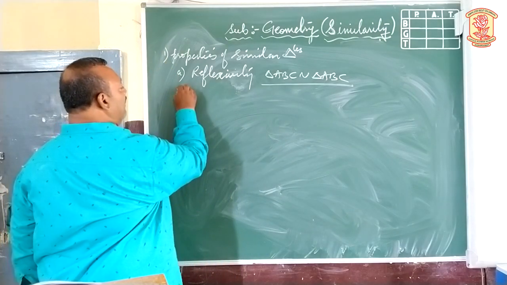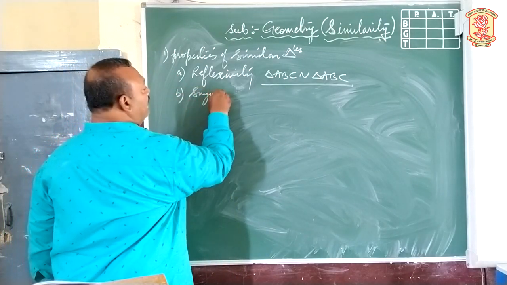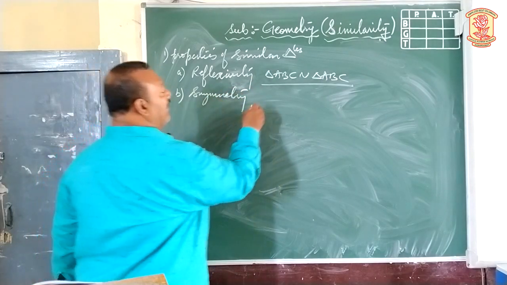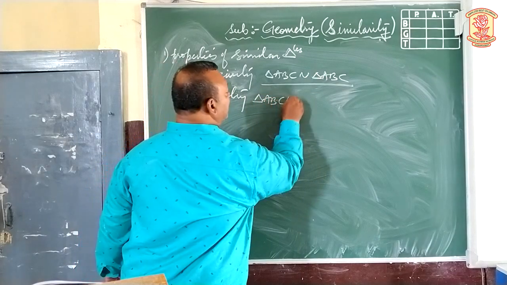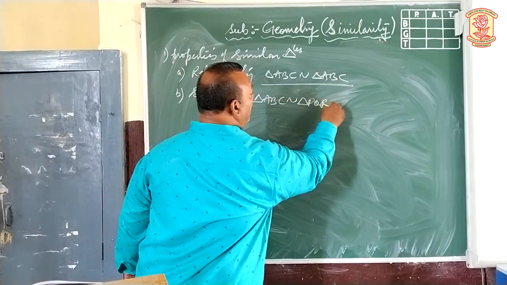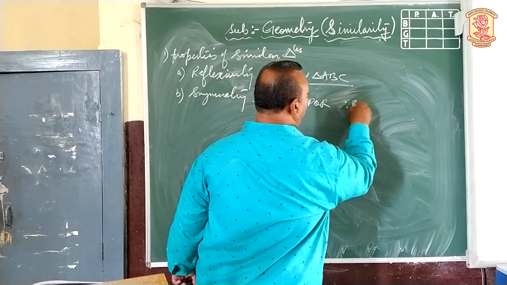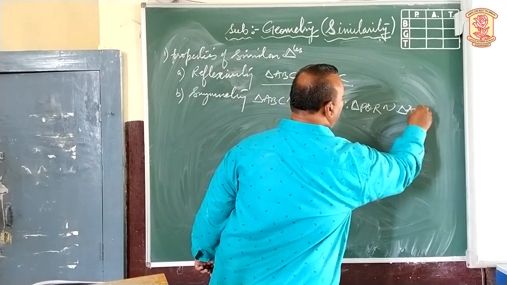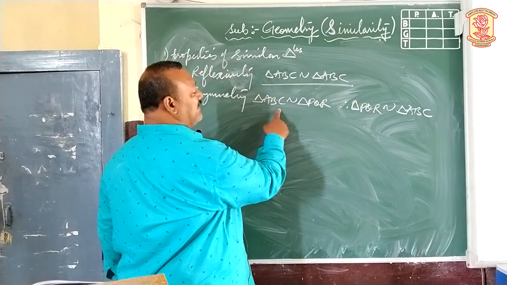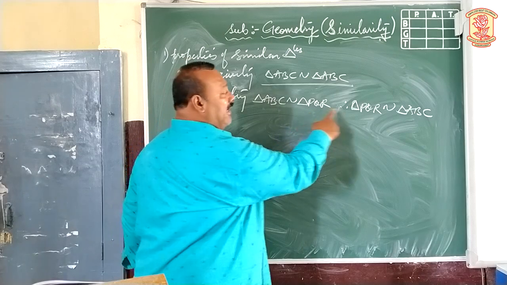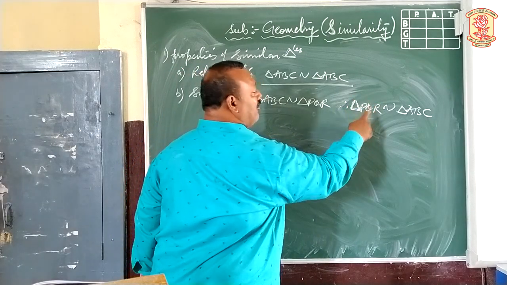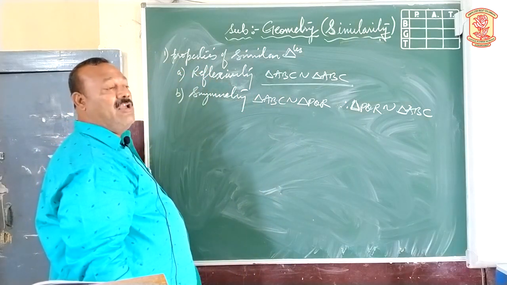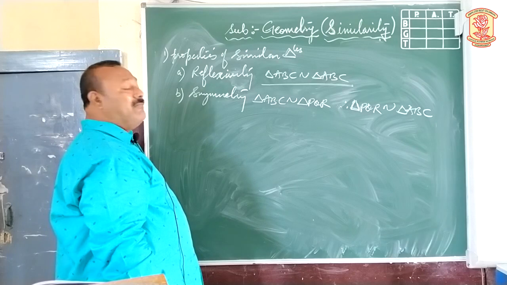Second property is symmetry. Triangle ABC is similar to triangle PQR, therefore triangle PQR is also similar to triangle ABC. When triangle ABC is similar to triangle PQR, then triangle PQR is also similar to triangle ABC. This property is termed as the property of symmetry of similarity.